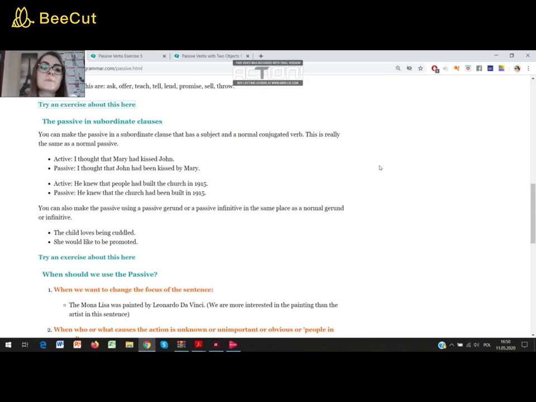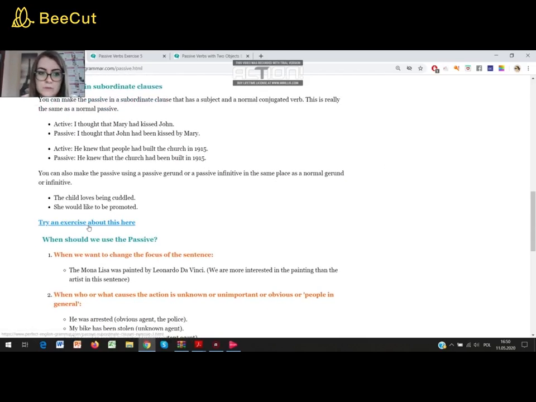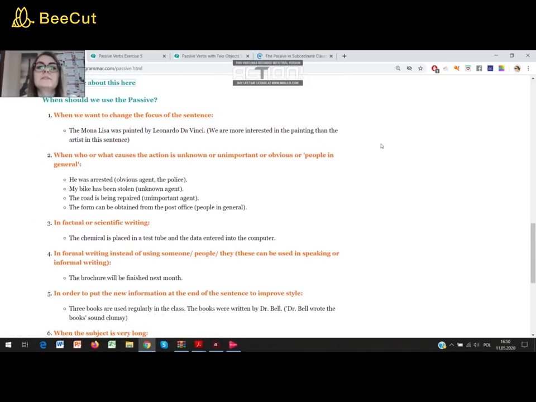You can also make the passive using a passive gerund or a passive infinitive in the same place as a normal gerund or infinitive. "The child loves being cuddled." "She would like to be promoted." We will also try it in a second. And now about the use of passive.